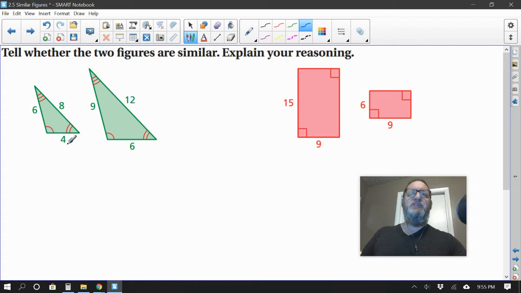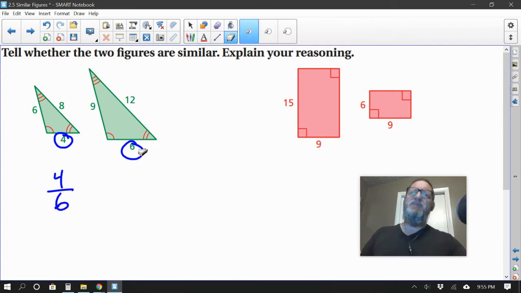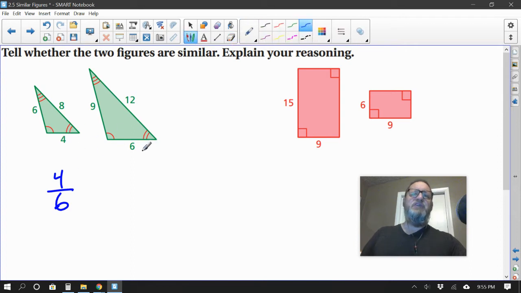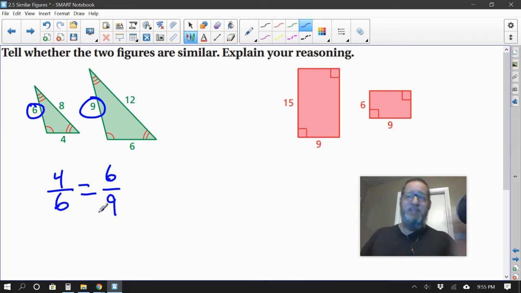So how about we'll take this bottom side right here. So 4 over, on the same corresponding side here, 6. You know what? I don't really need to circle these. So 4 over 6. Does that equal, okay, let's pick two other sides. How about the 6 over the 9? So 6 over 9. Okay, well, let's check that proportion. We could simplify both of these fractions, and you might see that both of them simplify to 2/3. So the answer is yes.